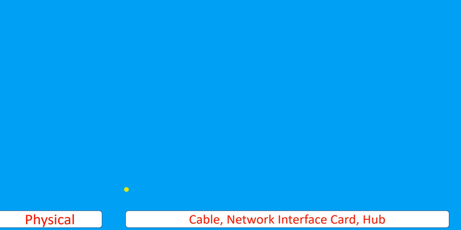So first of all, the physical layer, that is the first layer, is concerned with transmitting raw bits over a communication channel, as well as establishing and terminating a connection to the communication medium. So this layer involves the cable, the network interface card, that is the NIC card in the computers, where we connect the RJ45 sockets and all, as well as the hubs. In early times we were using hubs for multiple communication.